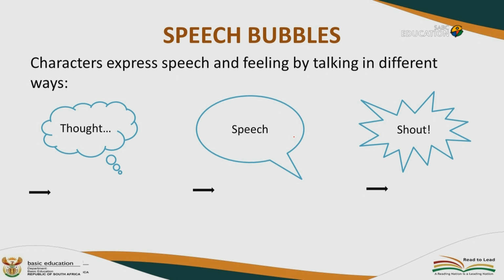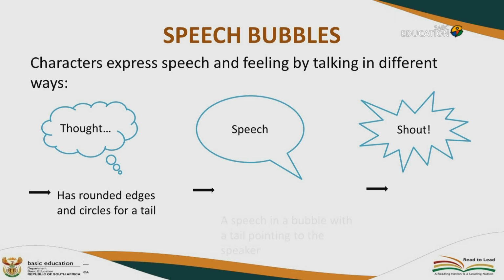The first speech bubble that I want to look at is the thought bubble. What is a thought bubble? A thought bubble is a bubble which has rounded edges and circles for a tail. You can see the thought. It has rounded edges and it has a rounded tail, circles.